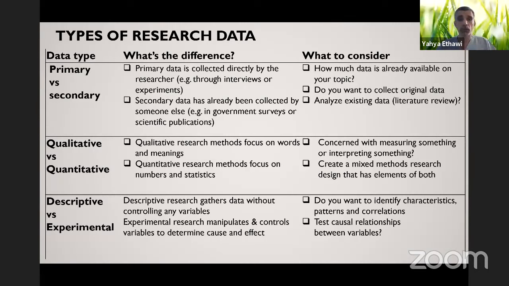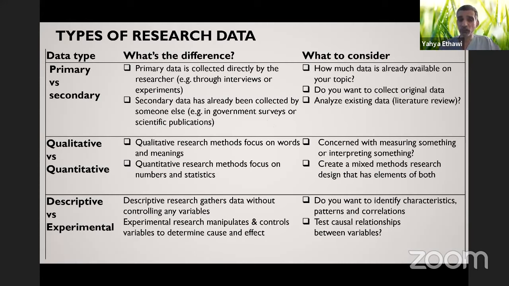So to decide if it is primary or secondary, you need to know how much data is available in that area. If the data is available, like the age of people, and there is a census from the government, then you don't need to go and ask yourself, you just use it. While if there is no data, like for example, the prevalence of COVID-19 infection, you need to do it yourself because there is no data. So primary or secondary depends on the availability of the current data.